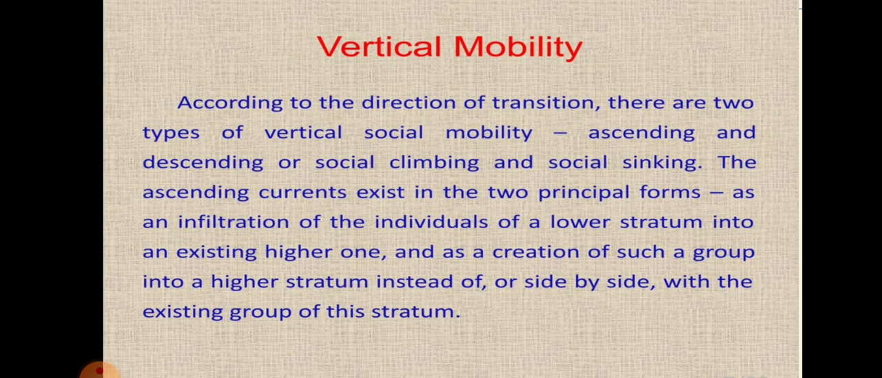Then vertical mobility. Vertical mobility means totally different. There are two types of vertical social mobility: ascending, which means from lower to higher, and descending, which means higher to lower. Here is an example. If a person is an HR, in many cases he is demoted to employee or worker. It comes under vertical mobility, specifically descending. So it may be ascending too: if he is a teacher, he is appointed as a principal or correspondent or vice principal, like that. Vertical mobility may be higher to lower or lower to higher.